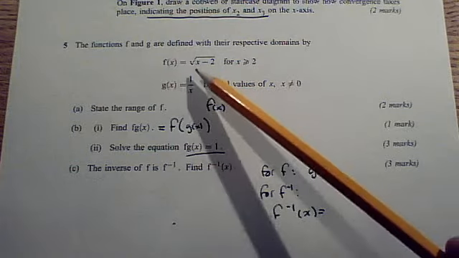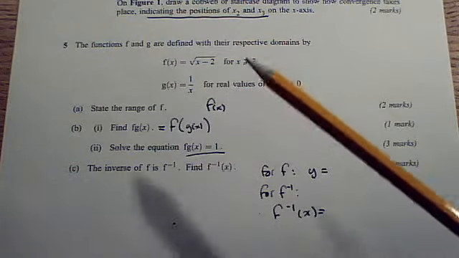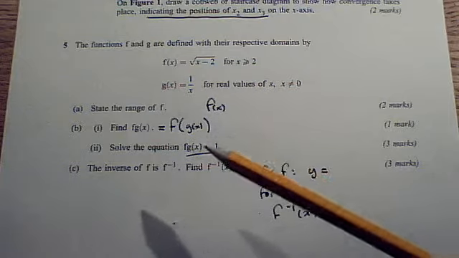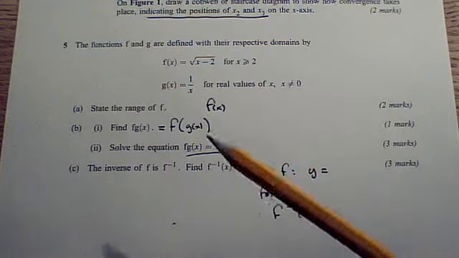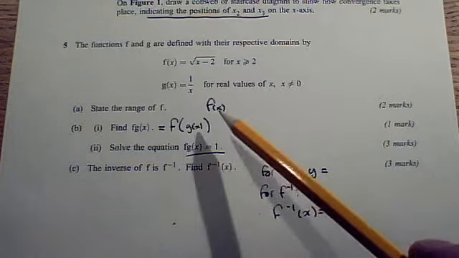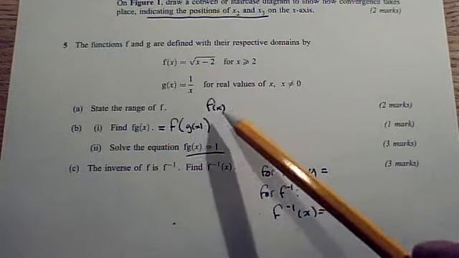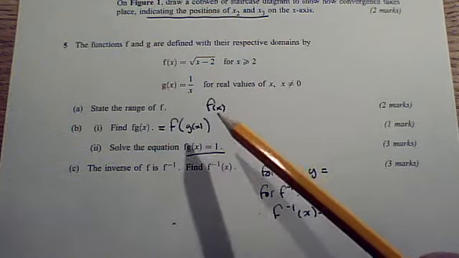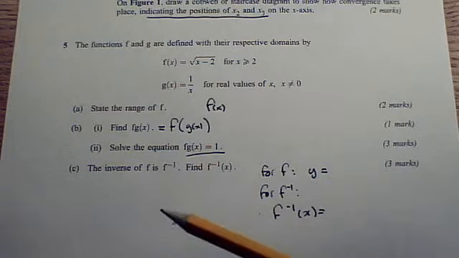It's a transformation of the graph of root x, and you decide what y values are possible, and you state the range by describing not x. Possibly y would work, but what they really want to see is the range of values f of x can be, so use f of x when describing the range.